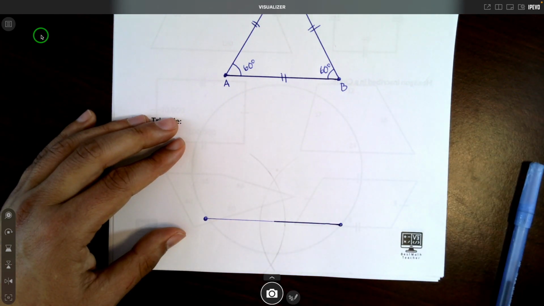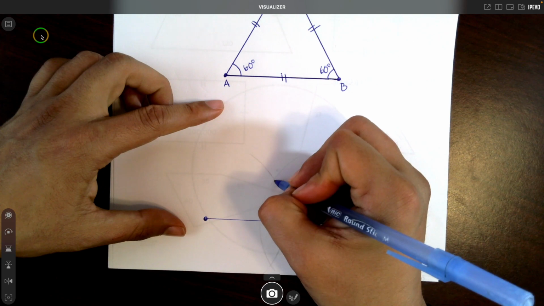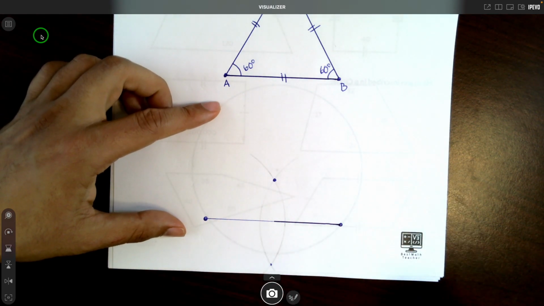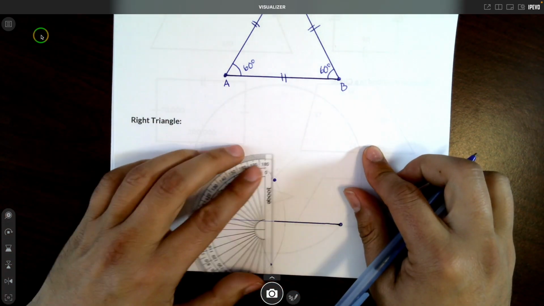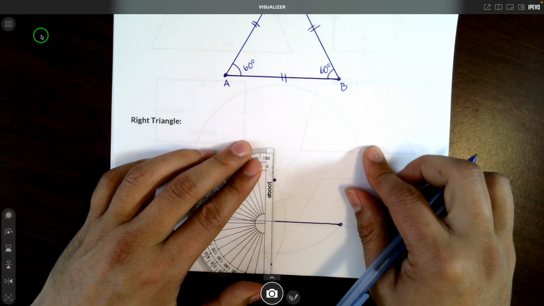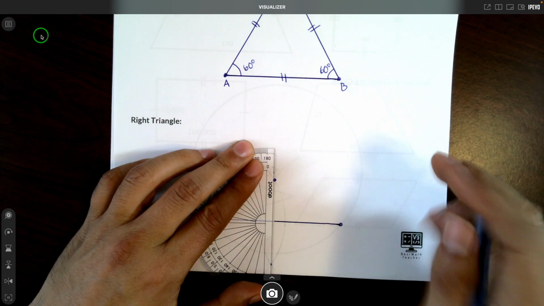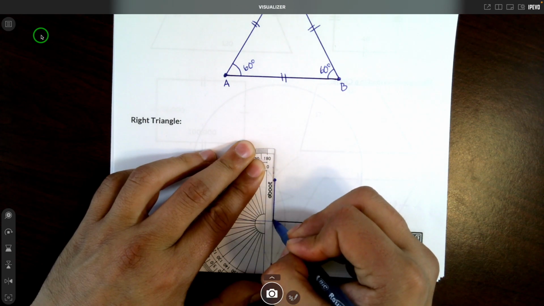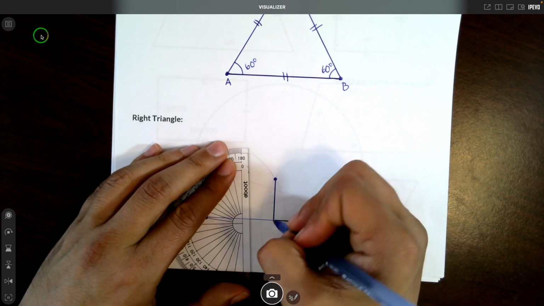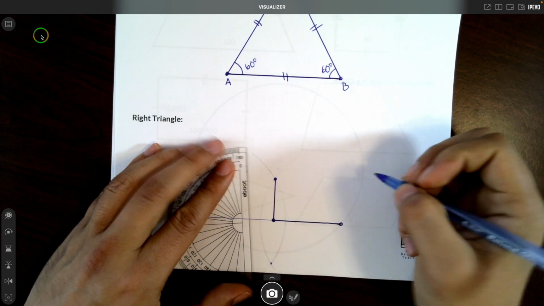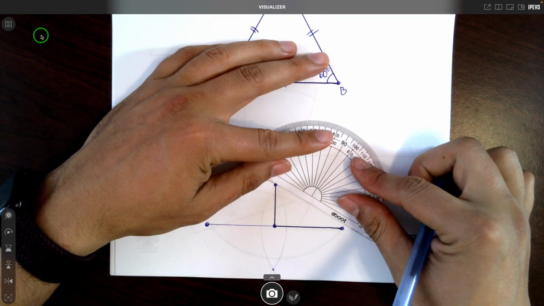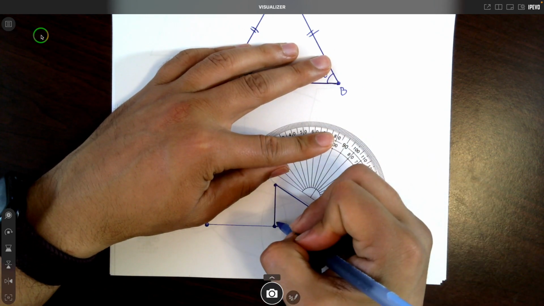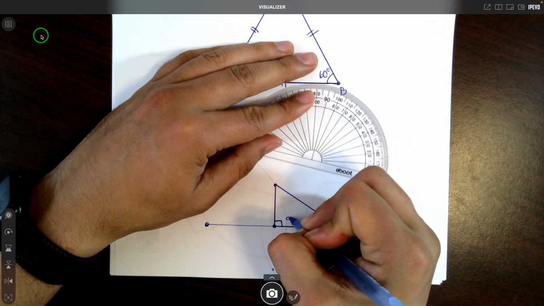And what you're going to notice is that there's going to be 2 points. If you connect those 2 points, and I'm actually not going to connect both points. I'm just going to connect the top because the whole point of this was to make a right triangle. So then I will label this a point. I will connect these 2 points. And this is a right triangle because that's 90 degrees.